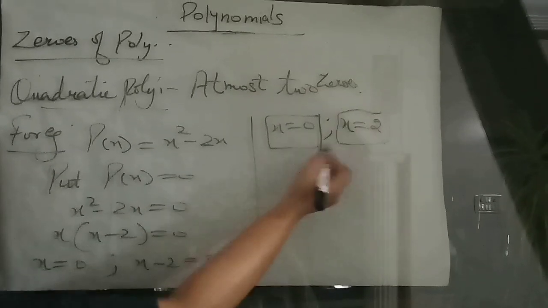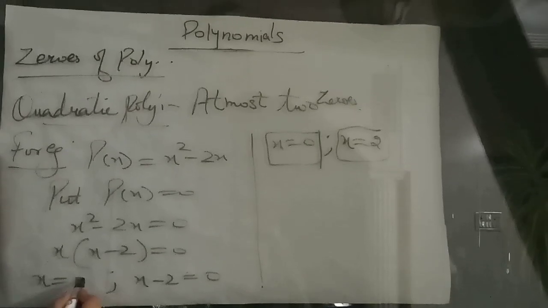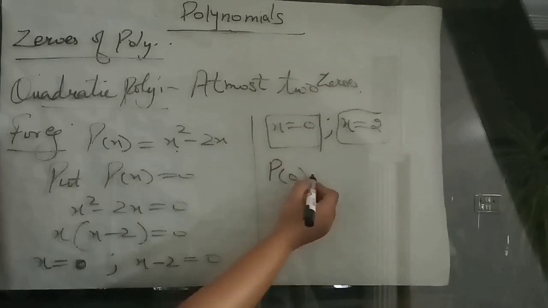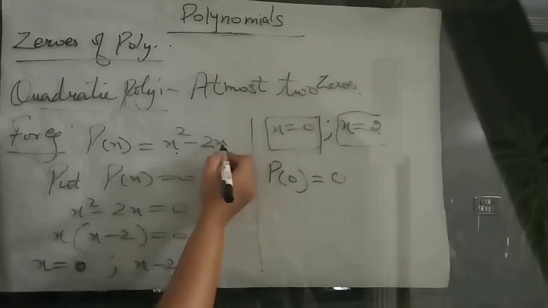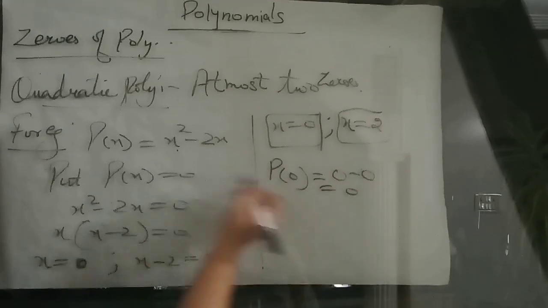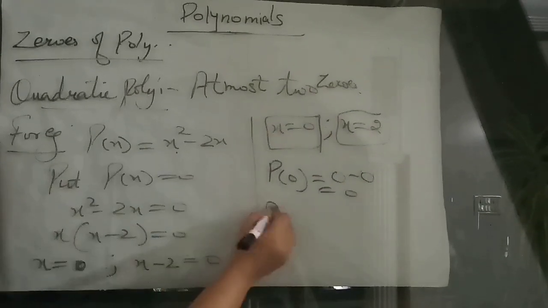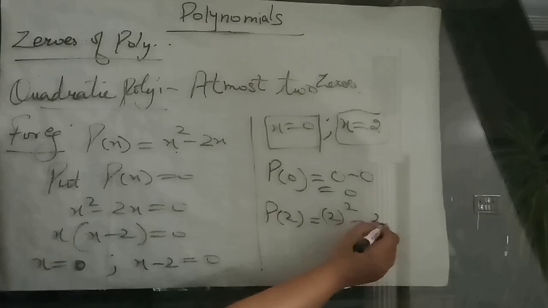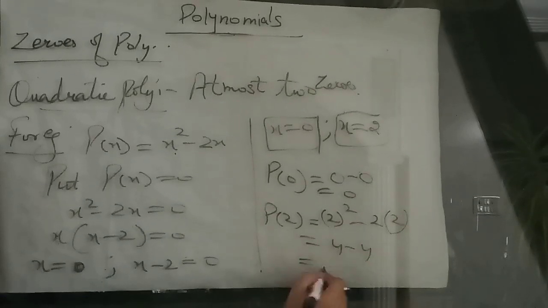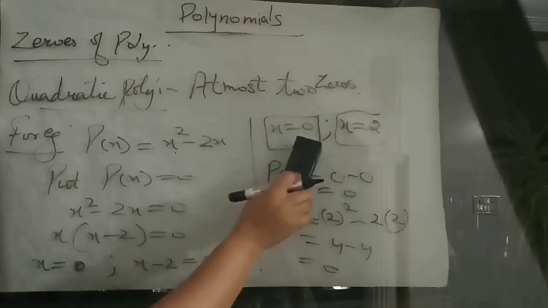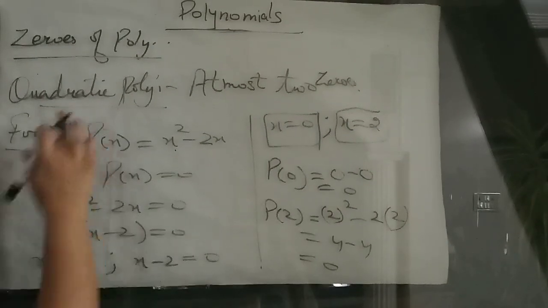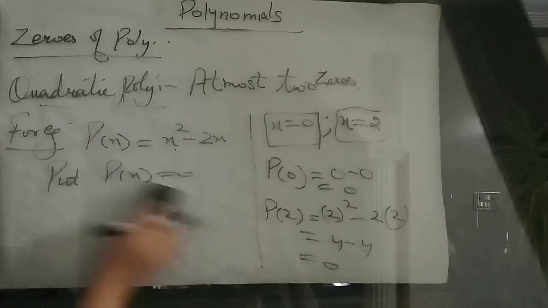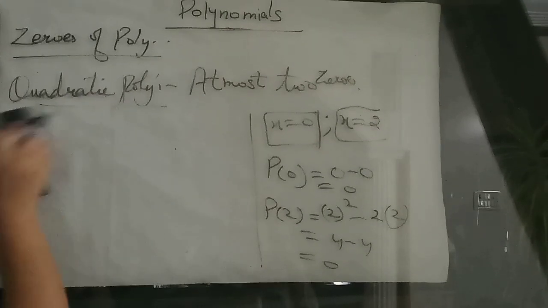So it has 2 zeros. 0 is a number which satisfies it, making the polynomial 0. So P(0), you will check it. You will see 0 square is 0, 2 into 0 is 0, so your answer is 0. Check for x is equal to 2. P(2) is 2 square minus 2 into 2, so your answer is 0. So it means these two are the zeros of the polynomial. So a quadratic polynomial can have at most 2 zeros. In the same way, a cubic polynomial will have at most 3 zeros, and a biquadratic will have at most 4 zeros.